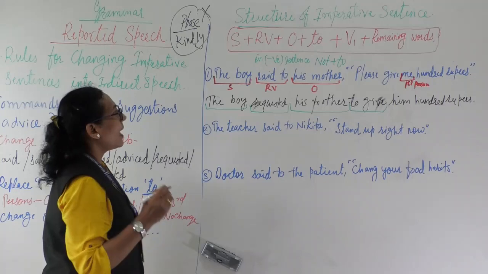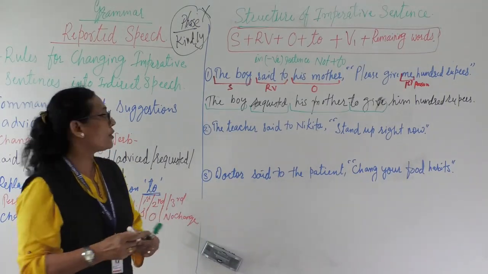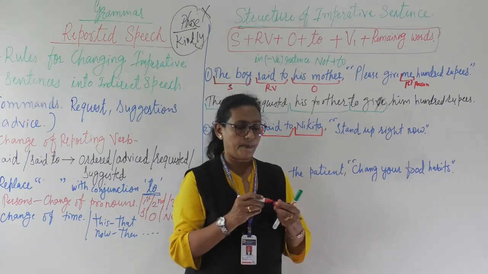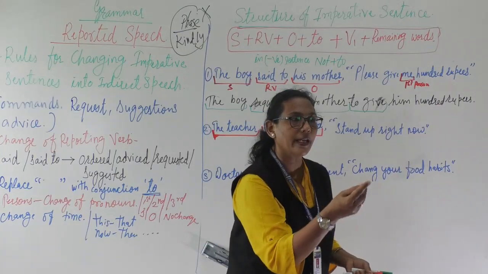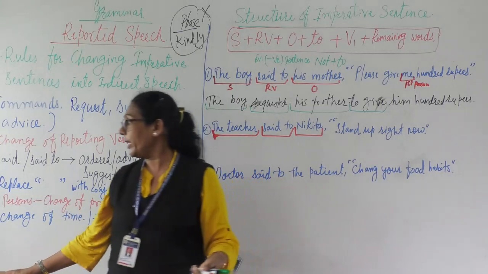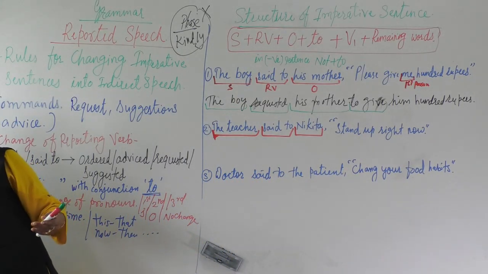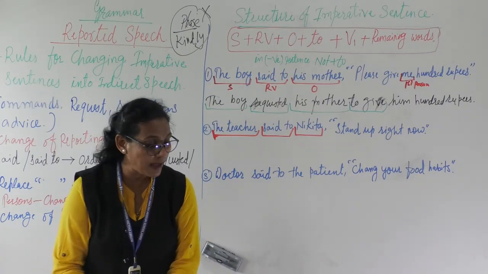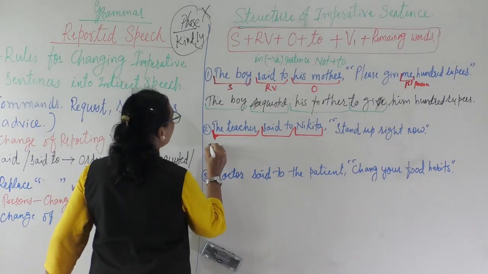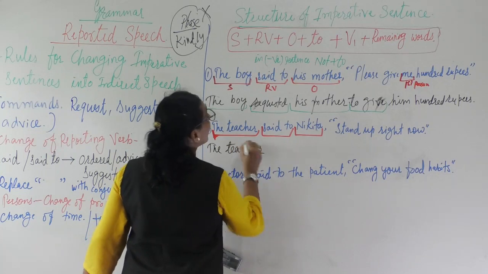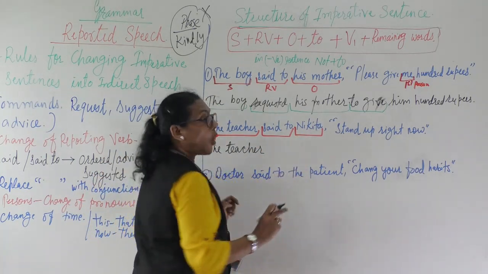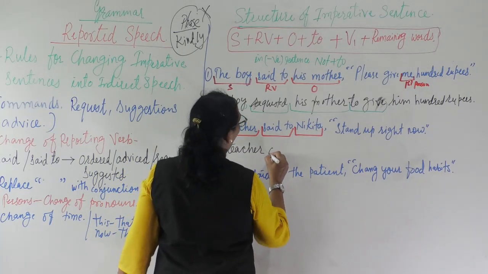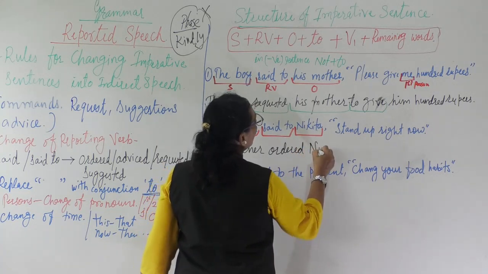Okay, we go to the second. Again, subject, reporting verb, object. Stand up right now. Stand up, stand up. If I'm saying stand up, to whom am I saying? You is hidden, you stand up. You is a hidden word. Then what will the answer be? The answer will be that the teacher can give an order, the teacher can give a command. So the teacher ordered Nikita, O-R-D-E-R-E-D, ordered Nikita.